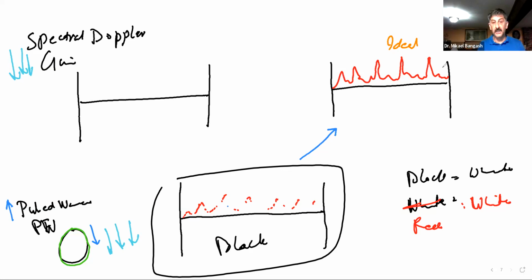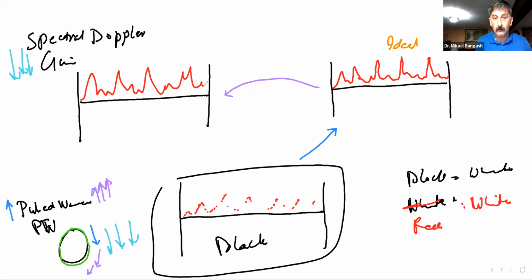But for instance, if you keep on increasing your Doppler gain, what you may end up getting is that same Doppler gain, but what you will get as well is that all of your spectrum is going to be contaminated by small white dots.